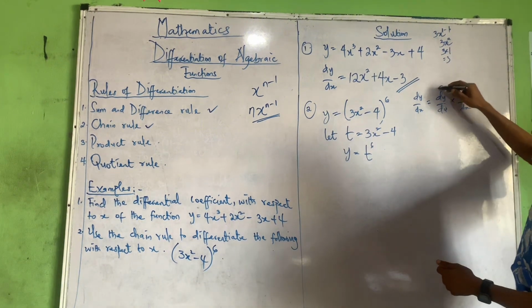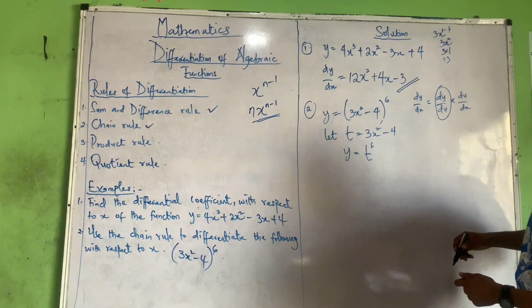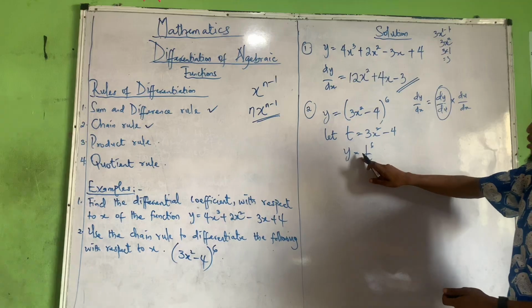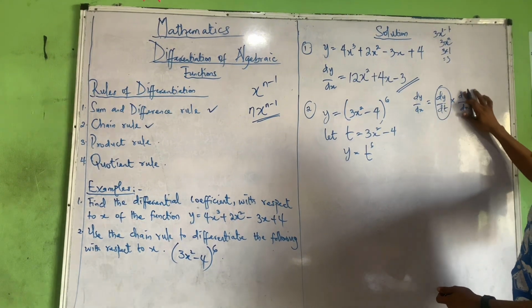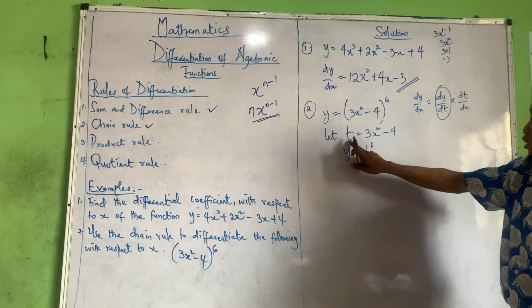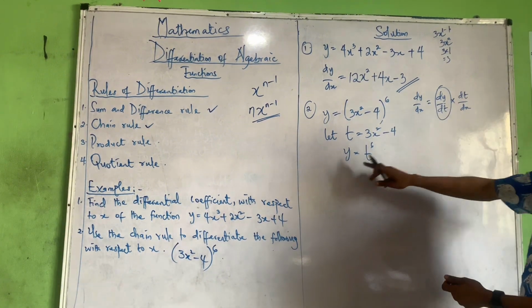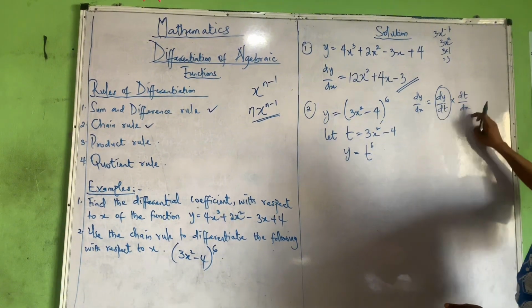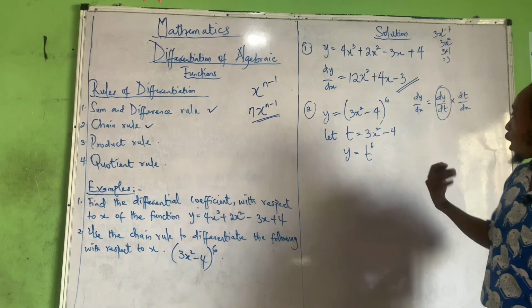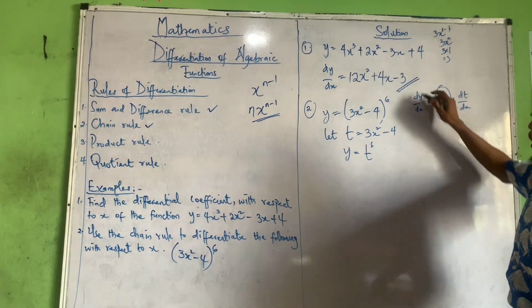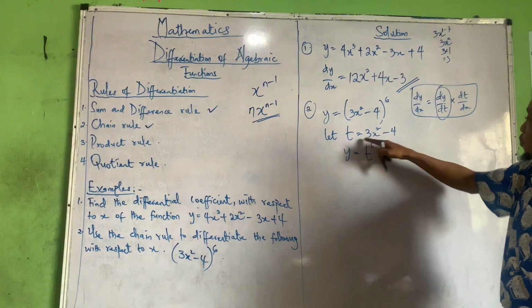Now in the formula we need dy du. Since I'm using t here, let me make it t. Assuming it is u I used here, but since I'm using t, so dy dt times dt dx. So I will look for my dy dt. How do I look for dy dt? I look for it from this place here.